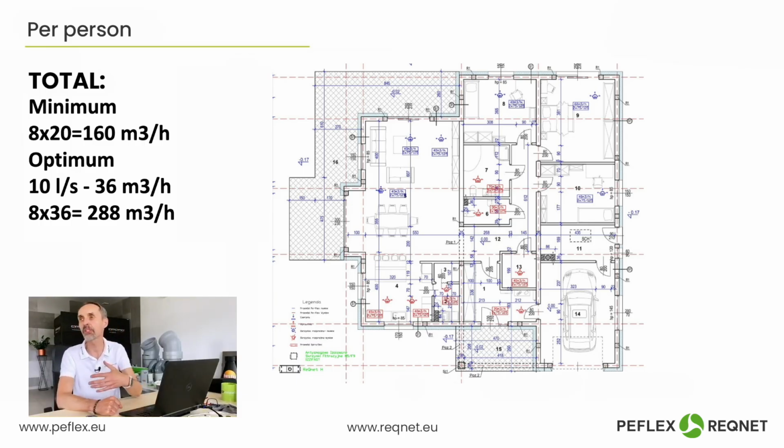amount of air supplied to the building, we mainly supply air to rooms where people are present. Because in those places we need to ensure proper conditions, meaning the right concentration of carbon dioxide and the right concentration of oxygen.